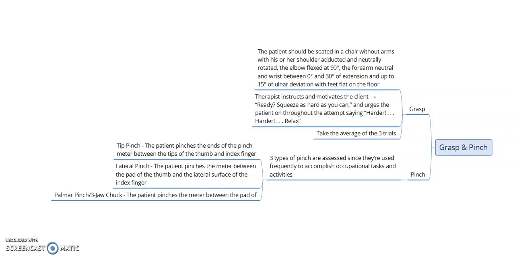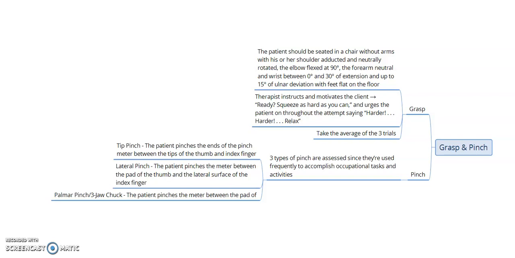Another domain that OTs can assess in is grasp and pinch. So to grasp, the patient should be seated in a chair without arms, with his or her shoulder adducted neutrally, and the elbow should be flexed to 90 degrees. The forearm should be in neutral, and the wrist should be between 0 and 30 degrees of extension, and up to 15 degrees of ulnar deviation, and their feet should be flat on the floor. They should squeeze the grasp assessment as hard as they can, and should go through 3 trials.